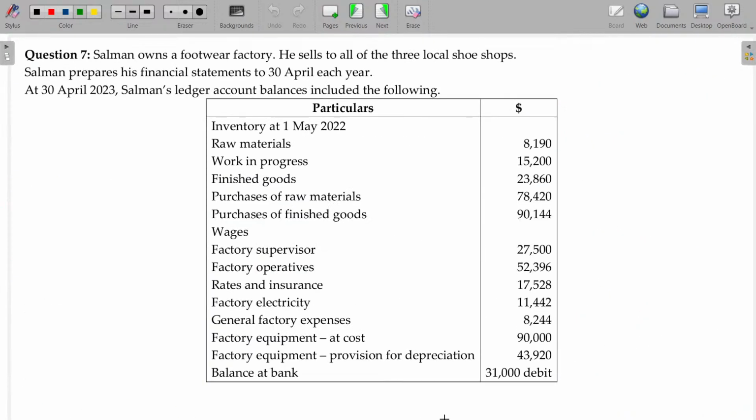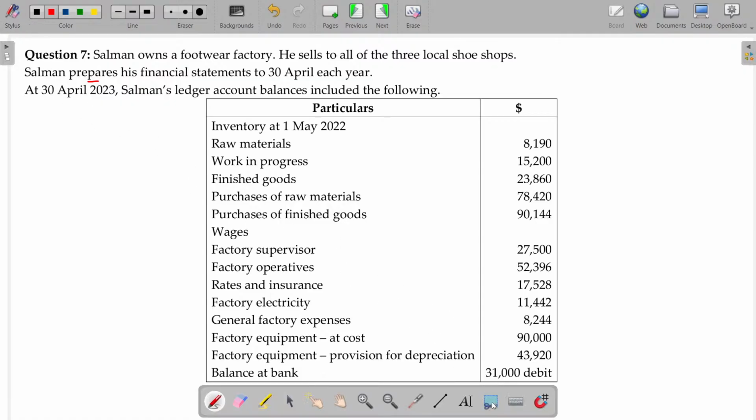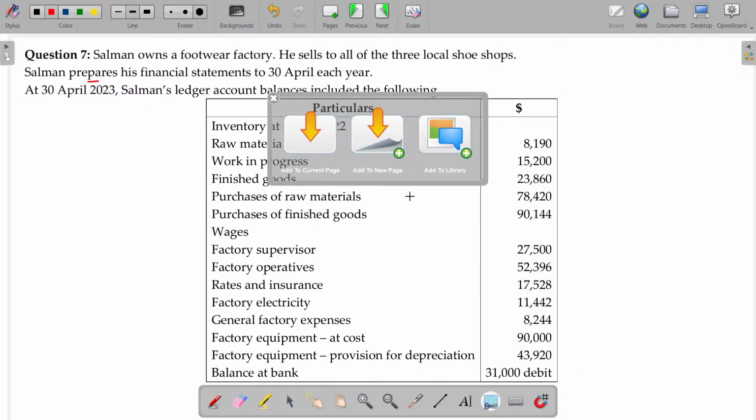Now let's move on to question number 7. Salman owns a footwear factory. He sells to all the 3 local shops. Salman prepares his financial statement. Salman's ledger account. So he has a footwear factory. You have to prepare the manufacturing account for his footwear factory also.